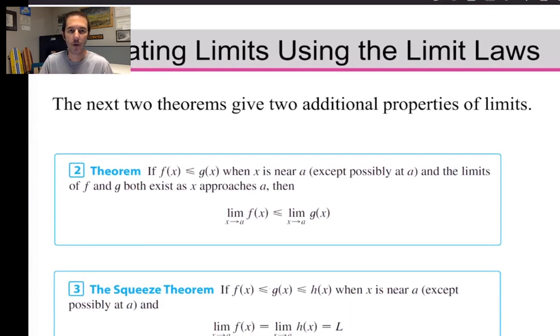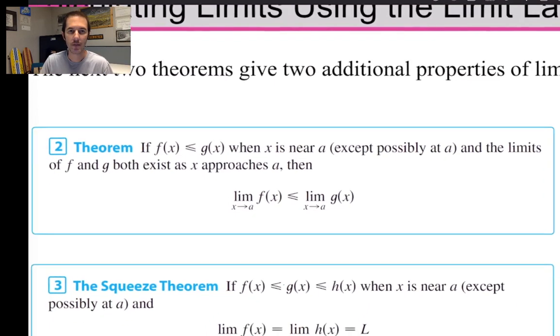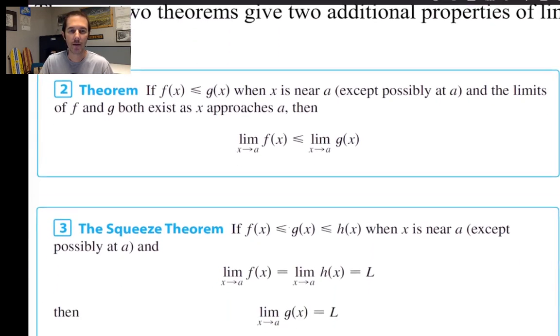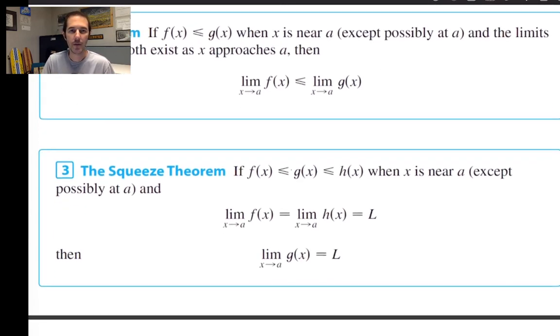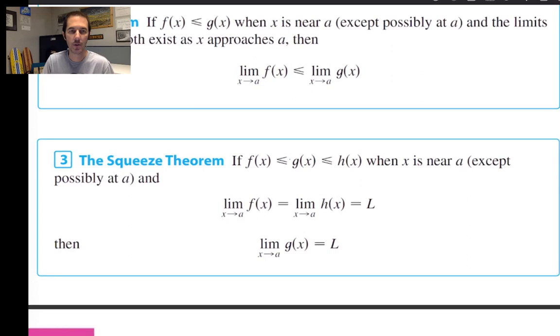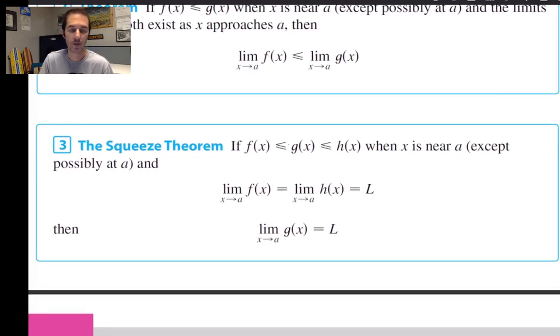This is an inequality statement regarding limits. That's good to know that you're allowed to do that. And number 2 builds, or if you take a couple of number 2s and put them together, you get a number 3 here, which is called the squeeze theorem, and we're going to see the squeeze theorem in motion in a homework problem, or even a couple of homework problems.